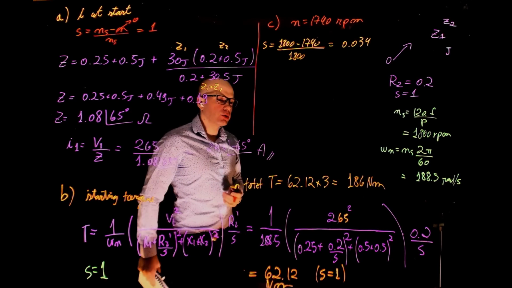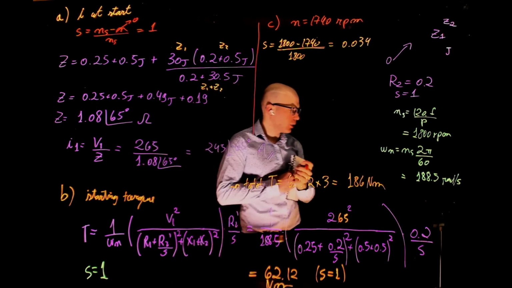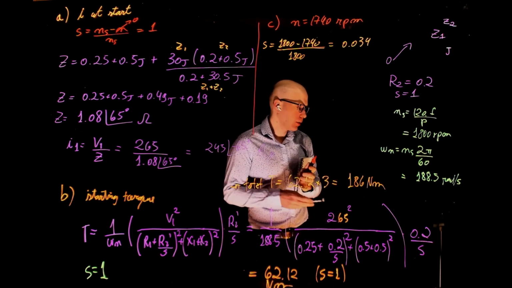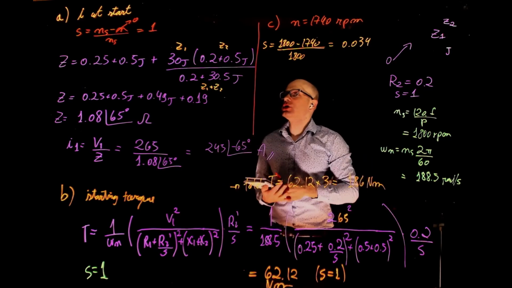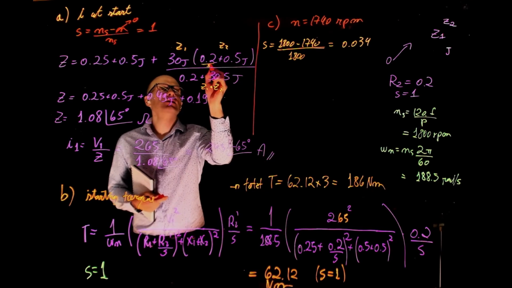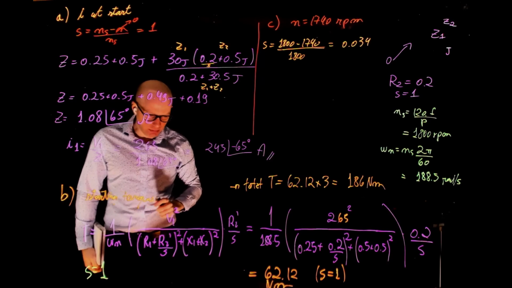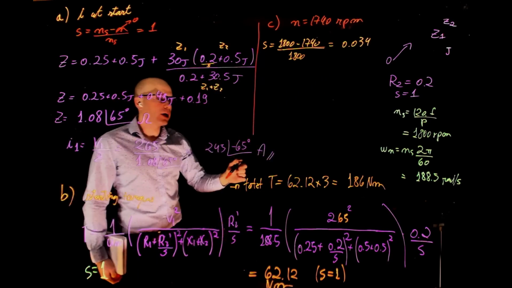What would be the full load current? If it rotates at this speed, what are the full load current and torque? Do you just reevaluate with R2 changing? Exactly. Nothing really changes here, except that this 0.2 is now divided by S. Right, it becomes 0.2 divided by S. This S becomes 0.034, and you just reevaluate everything.